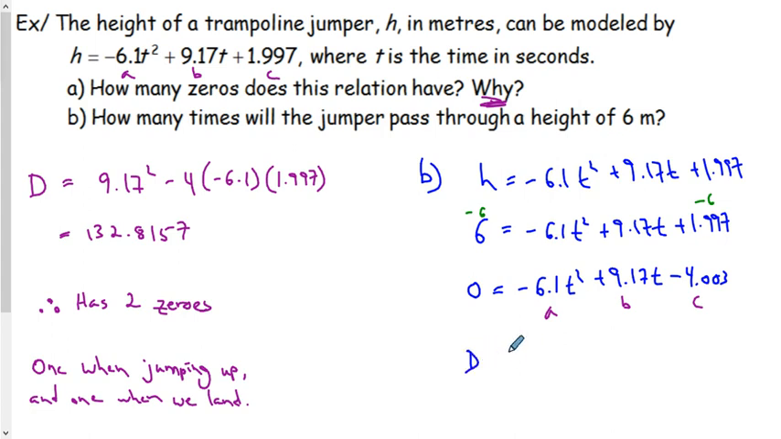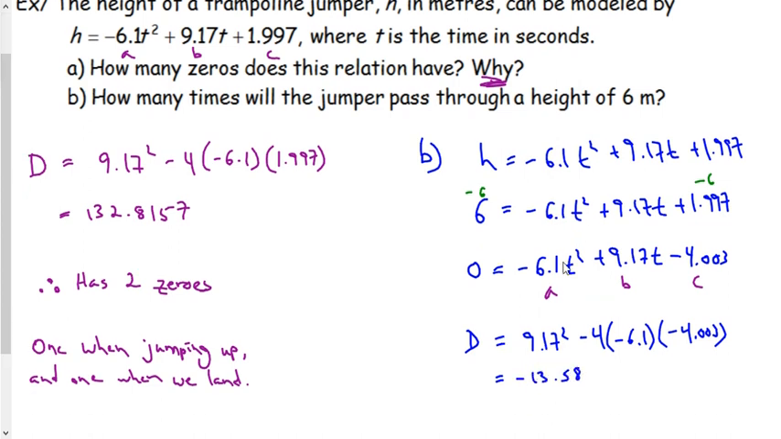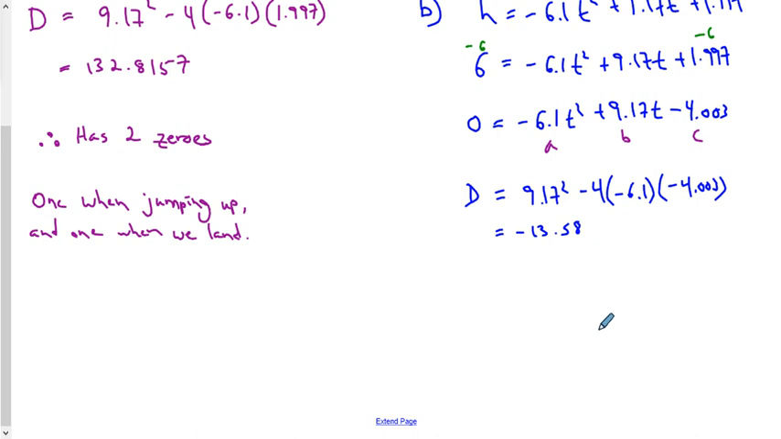Let's do our discriminant. Discriminant is b squared, 9.17 squared, minus 4 times A, that's negative 6.1, times C, that's negative 4.003. What do we get? We get a negative answer. It's negative 13.58. So a negative discriminant means that there are no solutions. There is no time where we end up with a height of 6.